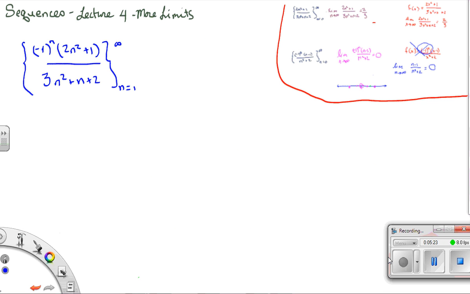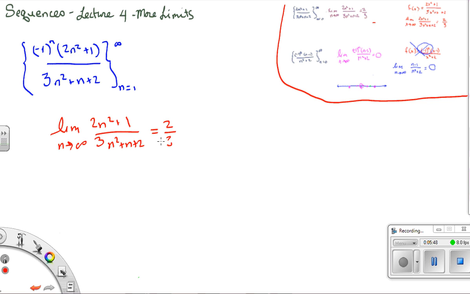Okay, so let's look at this sequence here. This is just like the first sequence we looked at up here, except we've got that -1 to the n there. Do you remember what that first sequence went to when we did the limit as n goes to infinity of (2n squared plus 1) over (3n squared plus n plus 2)? Yeah, that was just 2/3, right? So what's happening here when I have that -1? Well, this portion right here is getting closer and closer to 2/3.